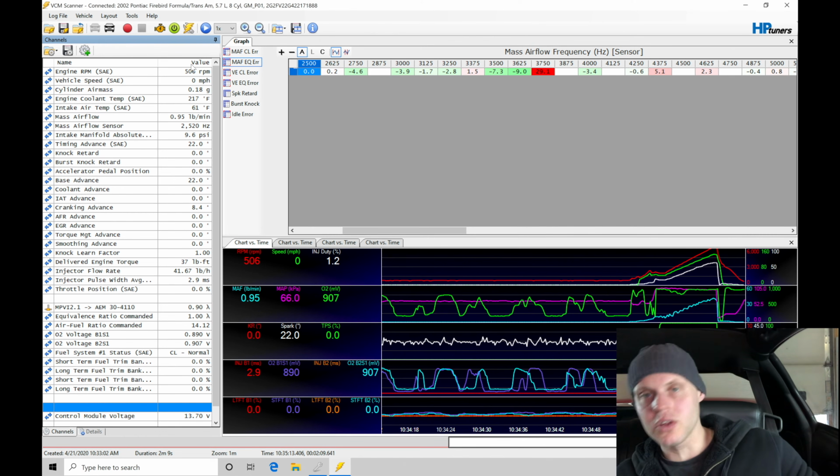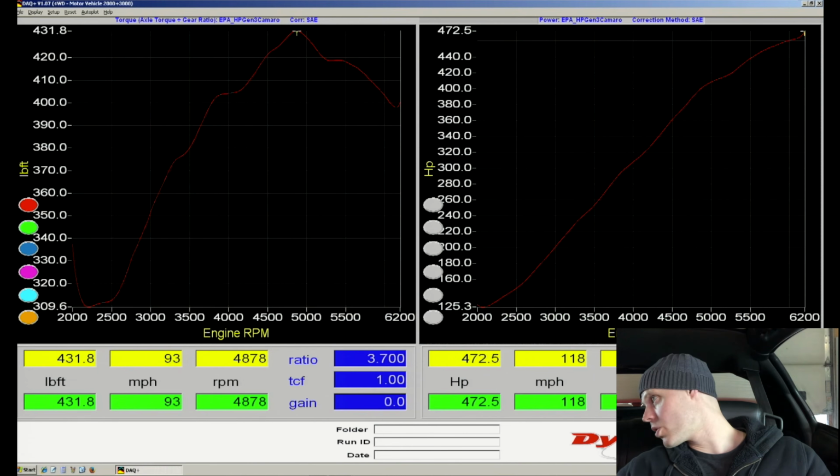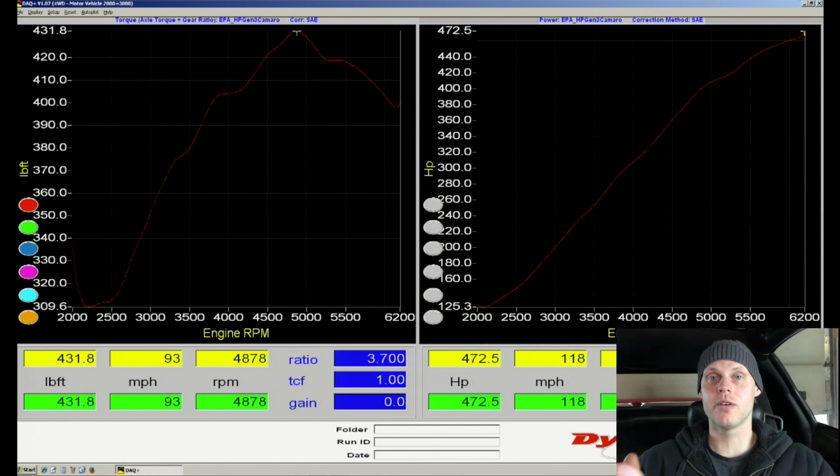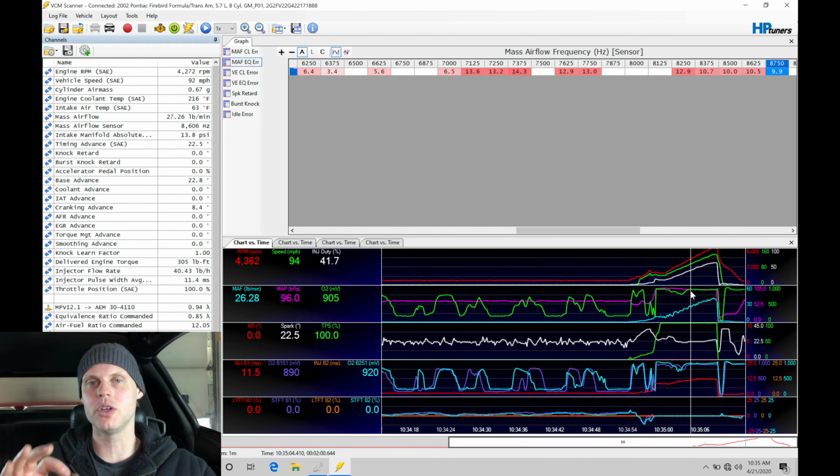All right, let's first take a look at the graph. Let's just get that out of the way so we can see what kind of power it made and what kind of torque. So 430 torque, 472 horsepower. That's not bad for a starting point. Let's take a look at our data here. So let's just worry about doing our fuel tuning first, then we'll take a look at the spark timing and reviewing that and making some changes.